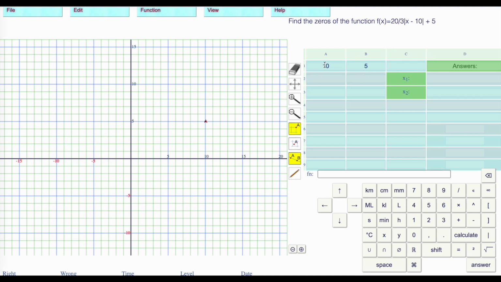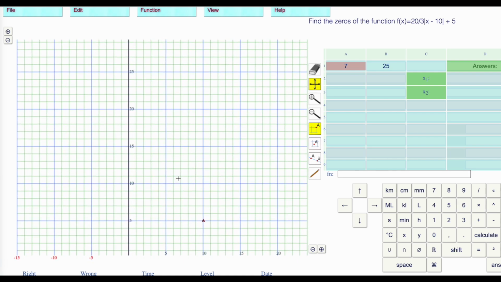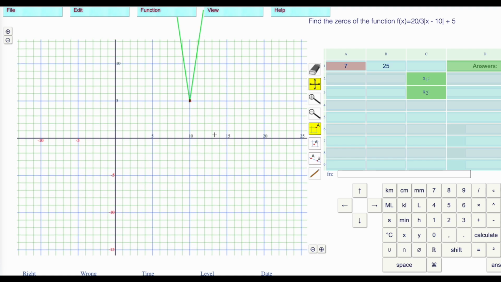When x is equal to 9, we get 11.6. When it's equal to 8, we get 18.3. When it's equal to 7, we get 25. 7, 25 is right here. If we go 3 on the opposite side, we should also get 25. What do you notice about the zeros? When is it crossing the x-axis? It's never crossing the x-axis, so there are no zeros.